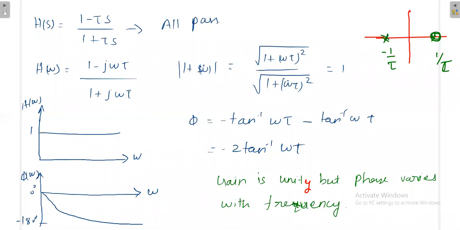That means what? Suppose you design some system like this, say there are two poles and two zeros, then finally this may act as an all pass filter. So you take some exercise for the all pass filter.